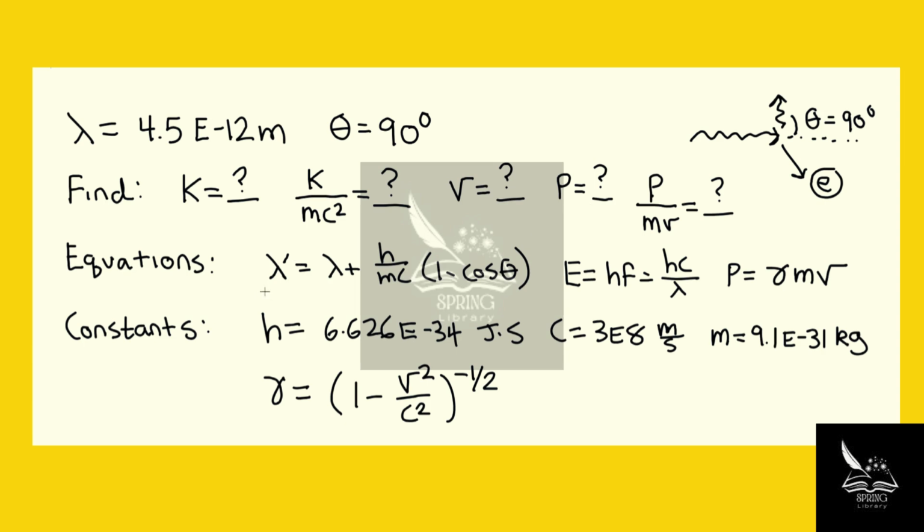We're going to use the Compton scattering equation, which relates the change in wavelength to a scattering angle. We're going to need to know the energy of a photon as it's related to its wavelength. And we're going to need to know the relativistic momentum, which involves the Lorentz factor gamma, which we define here. It's related to the velocity of the object. We'll be using Planck's constant, speed of light, and the mass of an electron. So let's jump into it.